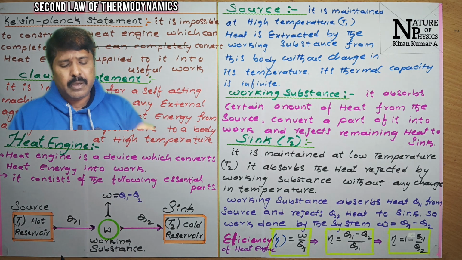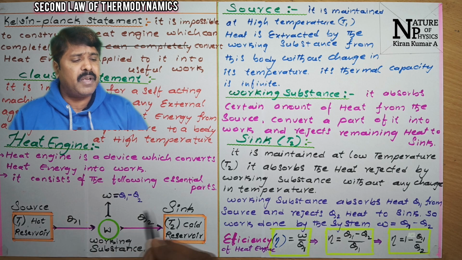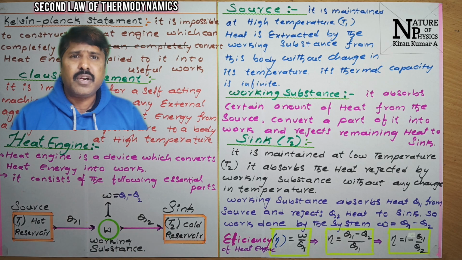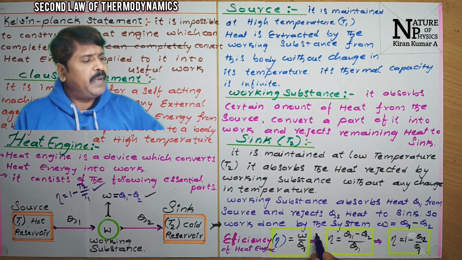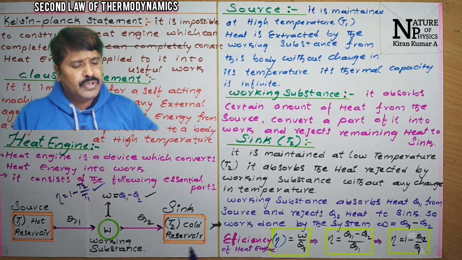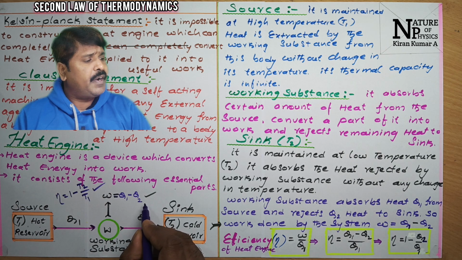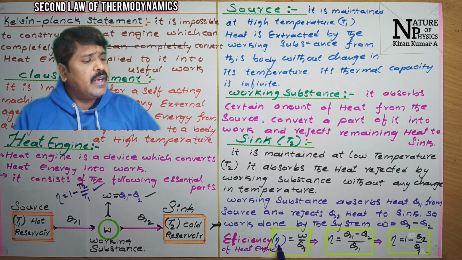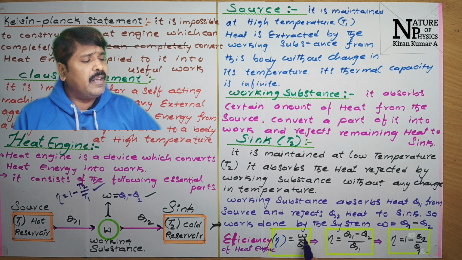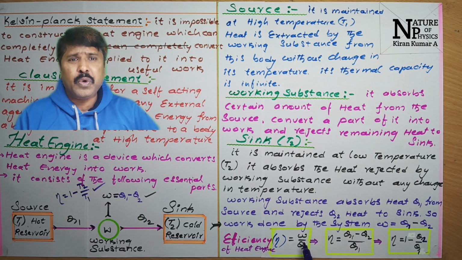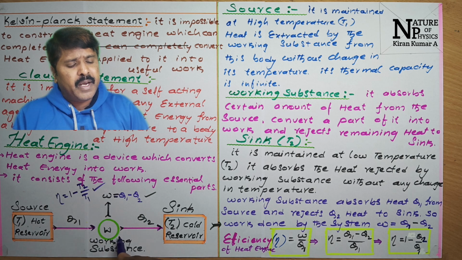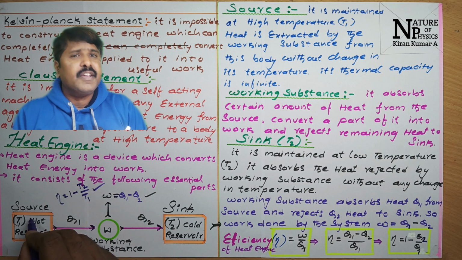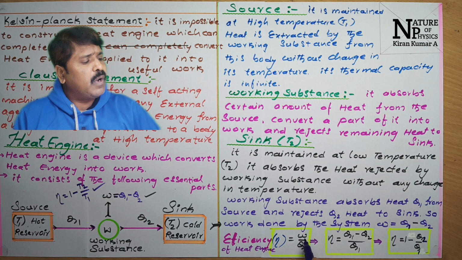Maintain at constant temperature. Source is T1, high temperature, sink is low temperature T2, student. The work done by the system, W, is equal to Q1 minus Q2, already I gave you proof. And the efficiency of the heat engine, neta, is equal to W by Q1, the ratio of work done to the heat energy Q1 absorbed by the working substance from the source. Neta is equal to W, replacing with Q1 minus Q2, whole divided by Q1.